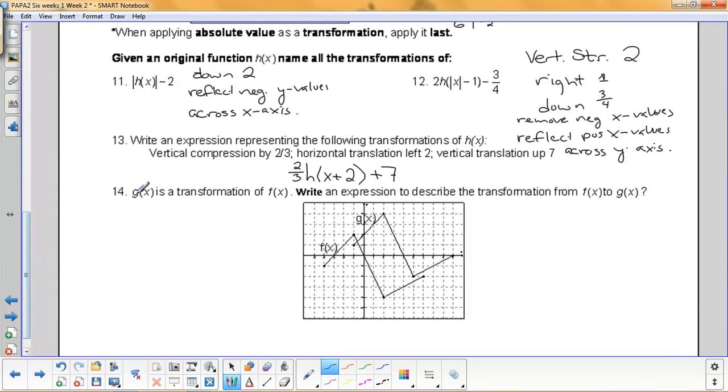G of x is a transformation of f of x. Write the expression. Okay, so what we've got to do here is we've got to look carefully at the critical values. This is a corresponding critical value to that corresponding critical value. 1, 2, 3, 1, 2. So it took me to the right 3 and up 2 to get from that corresponding value to that one. It doesn't look like there's a different stretch, because if there was, you would notice a different slope, and these lines appear to be parallel to one another. No reflections have taken place, so it is a simple right 3 up 2 transformation.